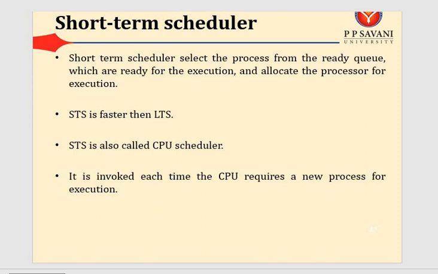Now let's discuss the short term scheduler. Short term scheduler selects the process from the ready queue which is ready for execution and allocates the processor for execution. STS is faster than LTS, and STS is also called the CPU scheduler. That means compared to the long term and medium term scheduler, the short term scheduler is faster. It is invoked each time the CPU requires a new process for execution.